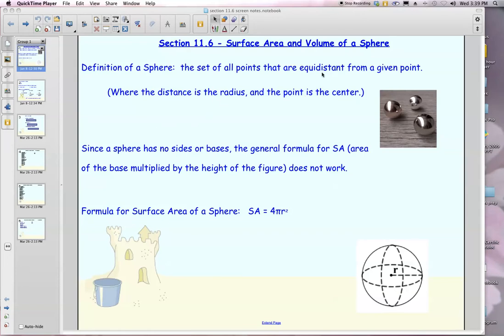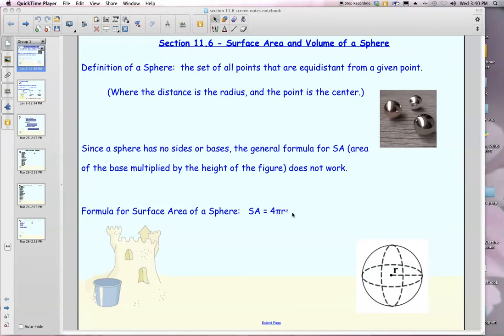The distance that the points are from the center is called the radius, and the point in the center is called the center. Since spheres have no sides or bases, they don't follow the same surface area and volume formulas as the other figures that we are going to talk about, the figures that have polygonal sides. The formula for surface area of a sphere is 4 times pi times radius squared.